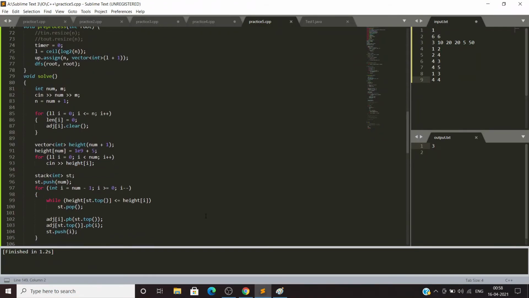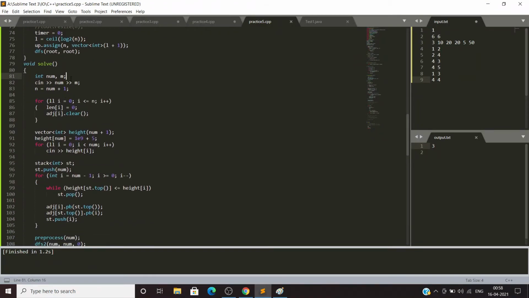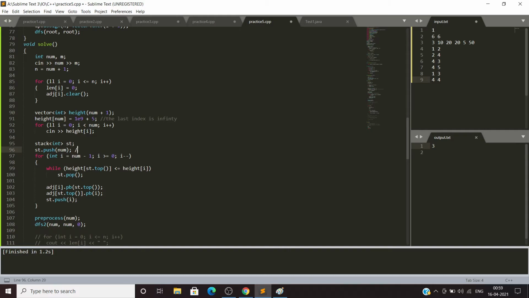Here I have taken the numbers and the heights, and here the last index is infinity. So I have used a stack to make this graph connected. First I have put the infinity.